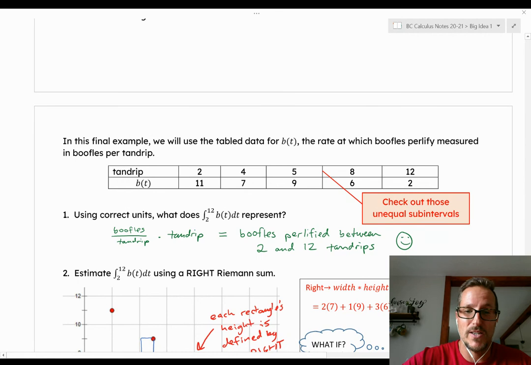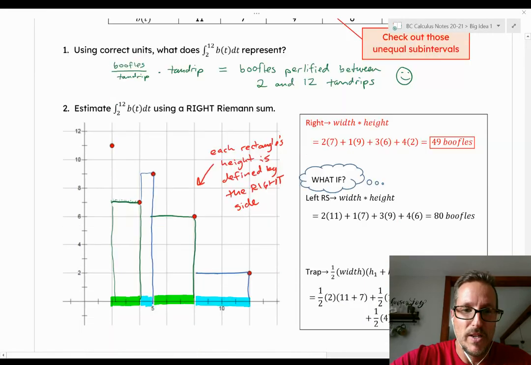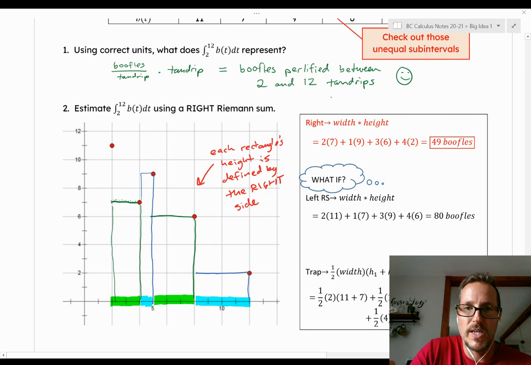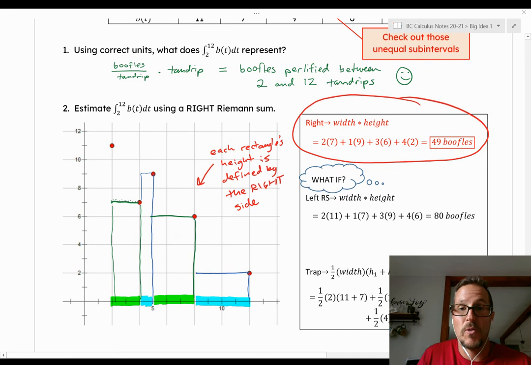Using a right Riemann sum. Here we go. So I've graphed that data, tandrips versus buffels per tandrip, and I've used the right end of each subinterval to define the height of a rectangle. I've kind of got them separate. I've got 4 different subintervals with 4 different heights. So to get the right Riemann sum, I'm going to do the first width multiplied by the first right height, which happens to be 7.